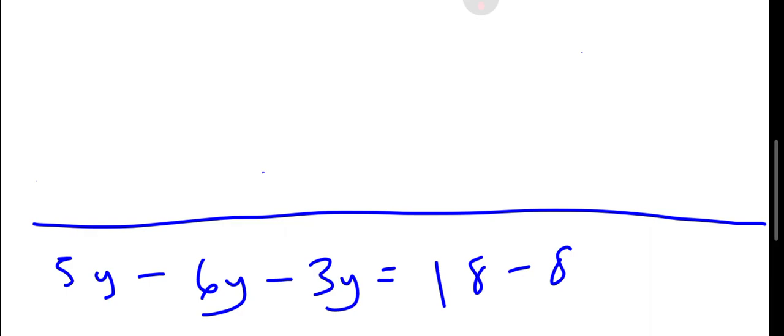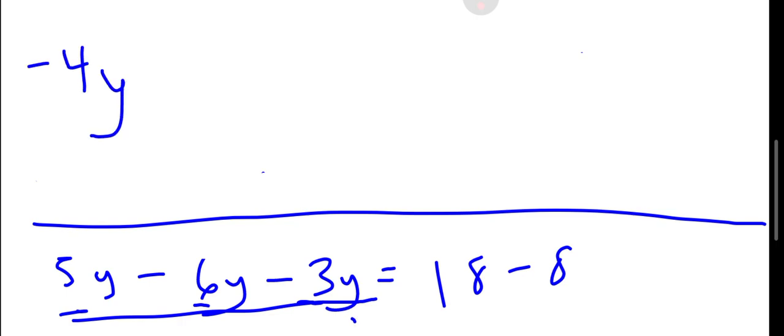So 5y minus 6y is what will give us negative y, right? Negative y minus 3y will give us negative 4y. If you don't understand, when you are adding these, because they all have the same variables, they are like terms, right? So you can just add the coefficient and after that you attach the y to it. So 5 minus 6 will give us negative 1 and the negative 1 minus 3 will give us what? Negative 4. So negative 4 and then you just attach the y to it, right?